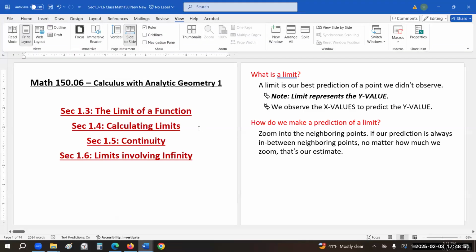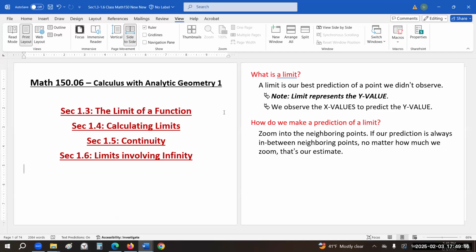So, chapter 1, I'm going to cover 1.3, 1.4, 1.5, and 1.6. And as you can see, all of them are mostly related to limits. So limit is a function, calculating limit involving infinity and continuity. So my plan is to combine 1.3, 1.4, and 1.6 together because they all are specifically based on limits, and then lastly introduce you to continuity.